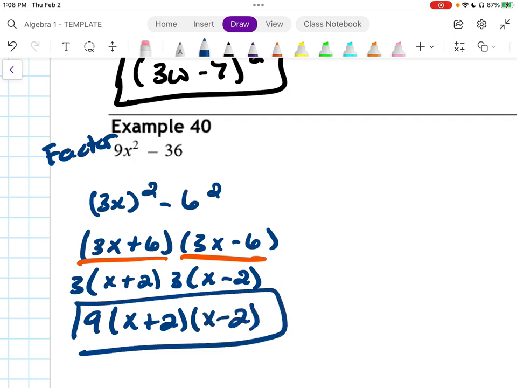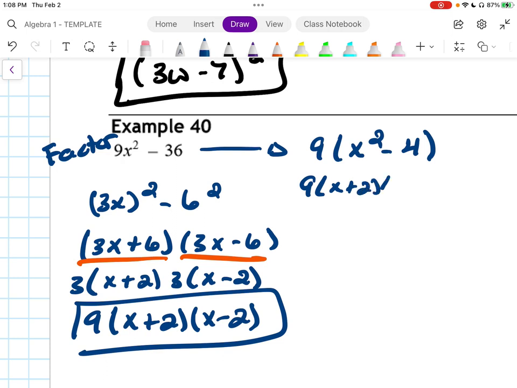There's that. And actually, looking back up top, had I noticed this, I could have pulled a 9, and then we'd have x squared minus 4. And that would be 9, x plus 2, x minus 2. So we could have done that as well.